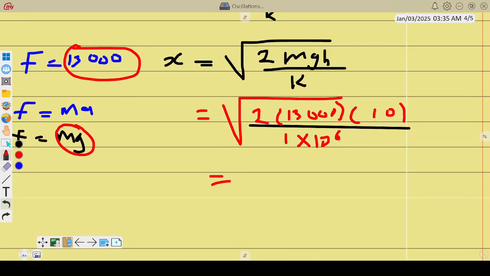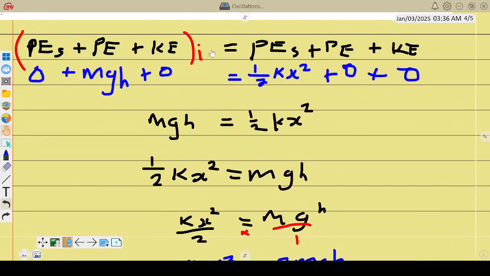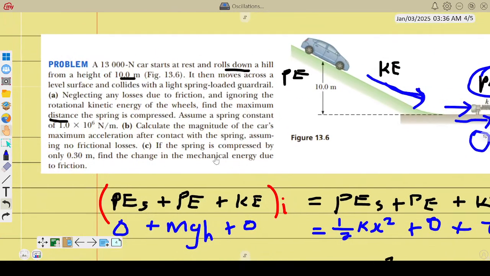So did you calculate? What answer have you gotten? I'm getting 0.5099 and so on. So you usually leave your answer to 3 significant figures, so this can be 0.51 meters. Okay, so this 4 marks you have to earn it. So what else do we have?